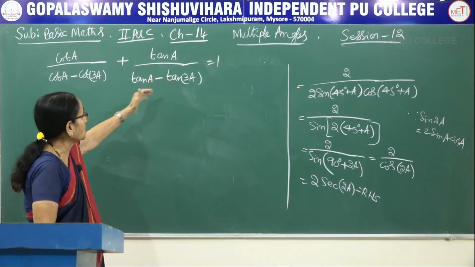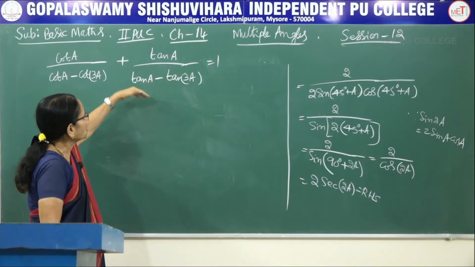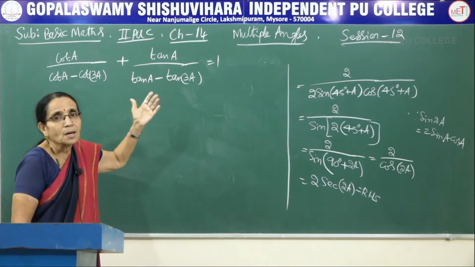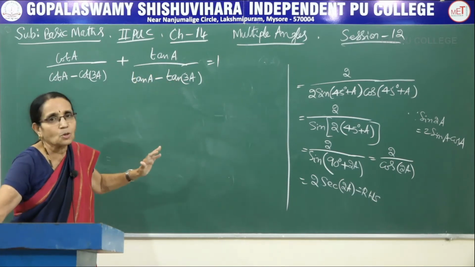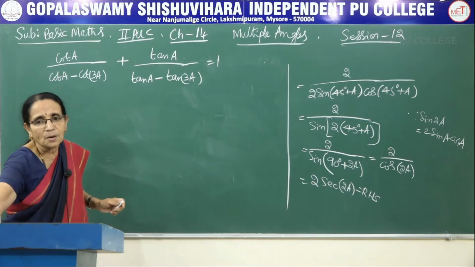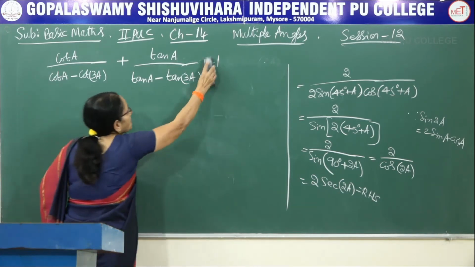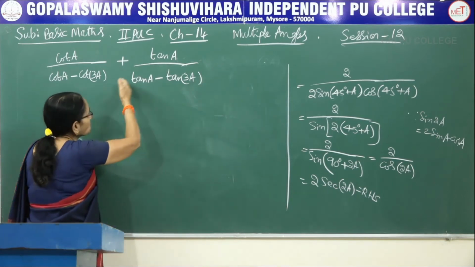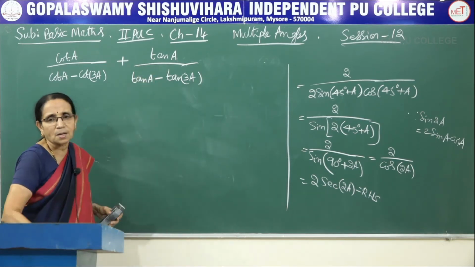To get the right hand side, you should have the LCM, and the numerator also should be equal to the LCM only. Automatically the value would be equal to 1. So what I do is, I start with the left hand side. What is the left hand side here? It is cot A over this one plus tan A divided by the second term.